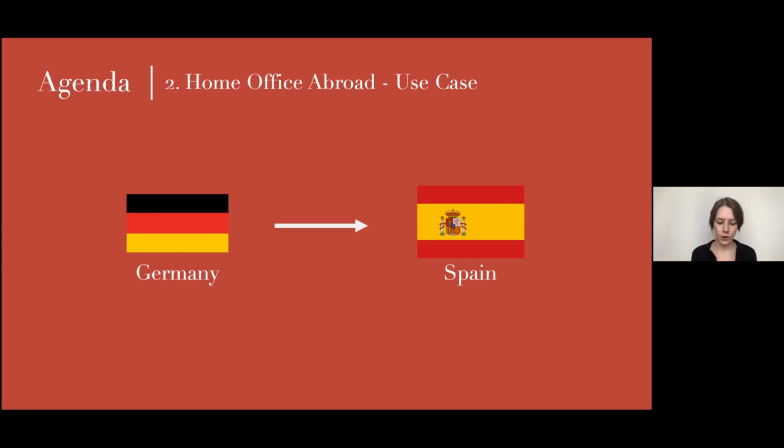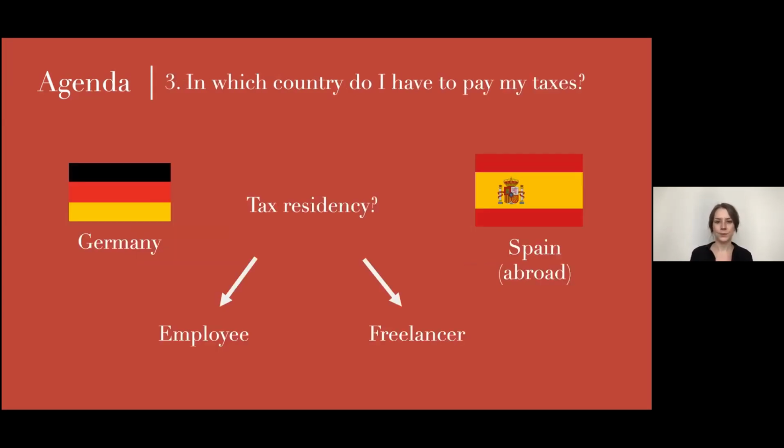So our typical use case for today is: you live and work in Germany for a German company and choose to escape the city, maybe Berlin, and work abroad, for example, in Spain. And starting from this case, you should ask the following question: in which country do I have to pay my taxes? And for that, you first have to clarify in which country I have my tax residency. That means you have to clarify which country, in that case Germany or Spain, has the right of taxation.